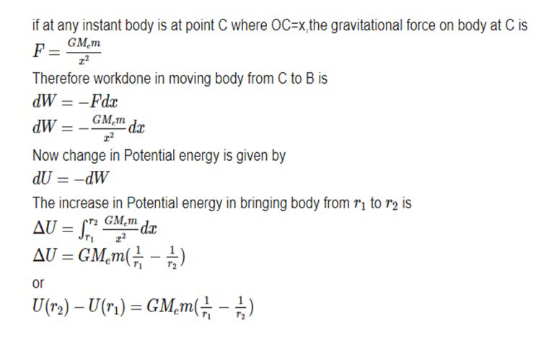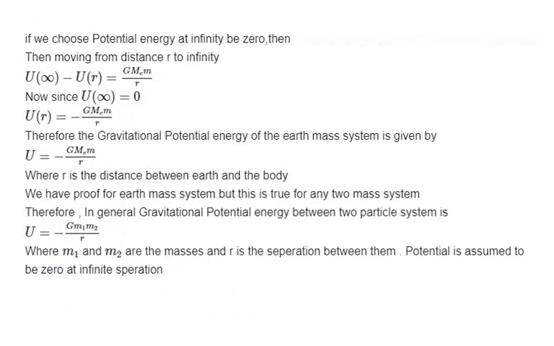Now, change in potential energy is given by dU equals minus dW, and the increase in potential energy in bringing the body from r1 to r2 will be the integration of dW within the limits r1 to r2, and on solving it you will get delta U as G Me into m into 1 by r1 minus 1 by r2. And delta U, you know, is the potential energy at r2 minus potential energy at r1 position.